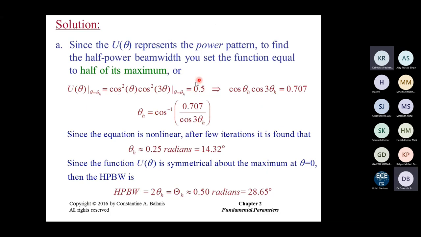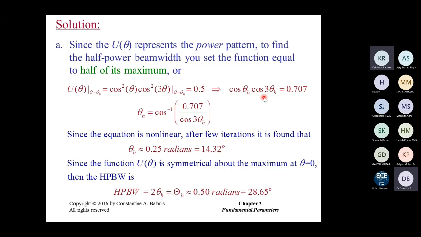0.707 here. But now it is a power, it's radiation intensity, and hence we want to find the angle at which the radiation intensity is half the value of the maximum. So this expression has to be half. If you take the square root of it, this expression has to be 0.707. How do you solve this expression? There are many ways of solving it. You can use non-linear mathematical techniques, iterative techniques, to solve this expression.